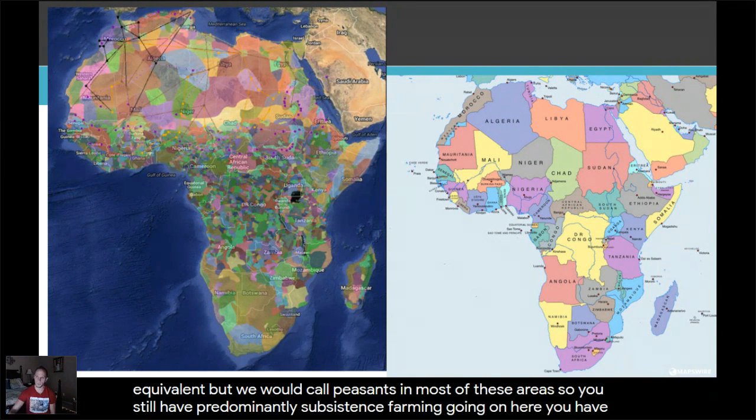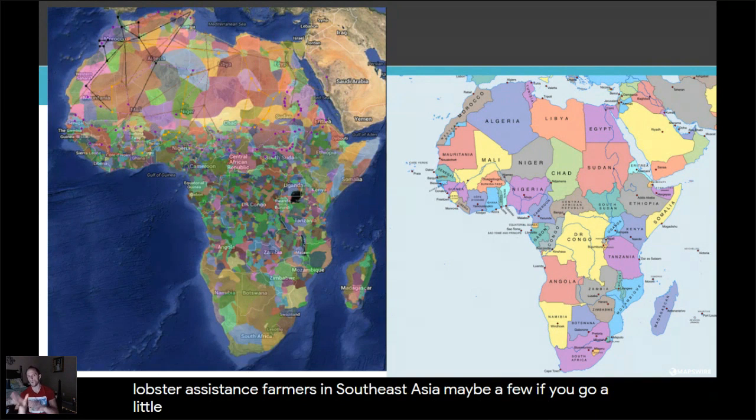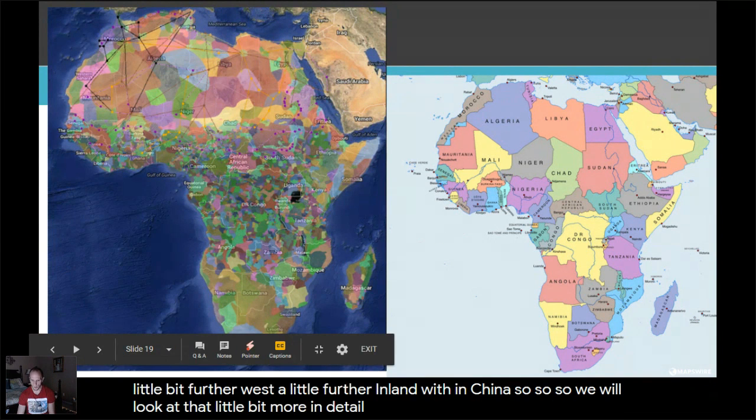So you still have predominantly subsistence farming going on here. You have a lot of subsistence farmers in Southeast Asia, maybe a few if you go a little bit further west, a little bit further inland within China. So we will look at that a little bit more in detail as we progress through these slides.